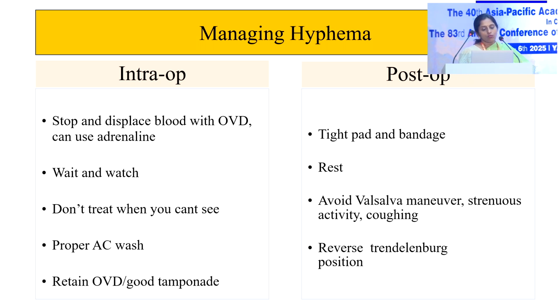Do a thorough AC wash. It's also okay to leave some viscoelastics, which will act as a tamponade to control the bleeding points. Post-operatively, we need to make sure that we give a tight pad and bandage, atropine. Very importantly, we'll have to restrict any activity post-operatively. Avoid Valsalva-like maneuvers, strenuous activity, and coughing or constipation should be avoided. Sometimes we can just follow the reverse Trendelenburg position as well.